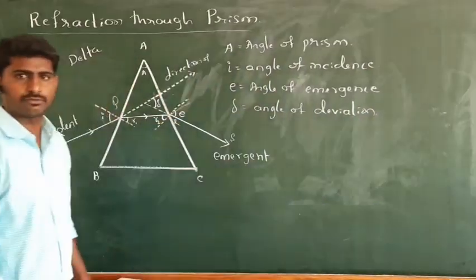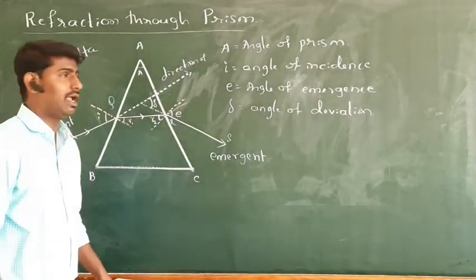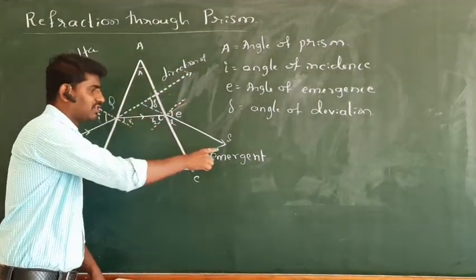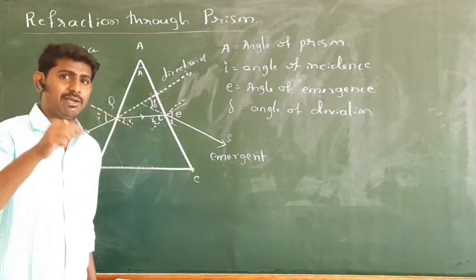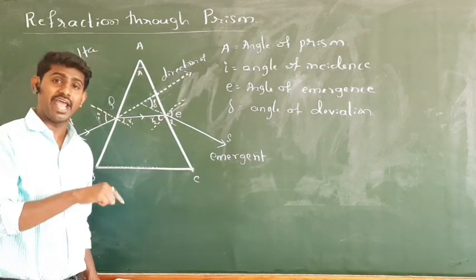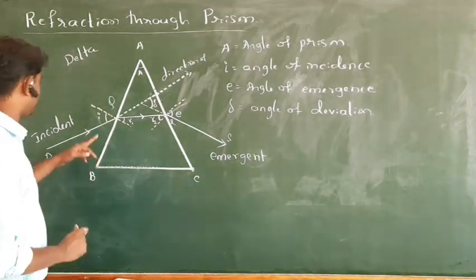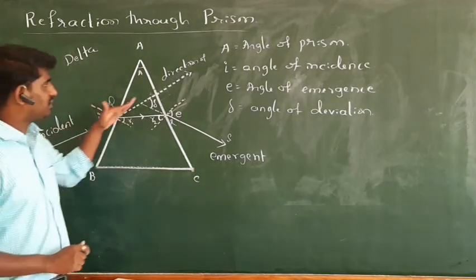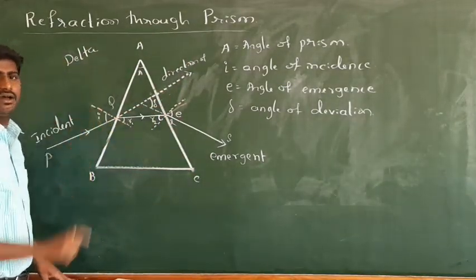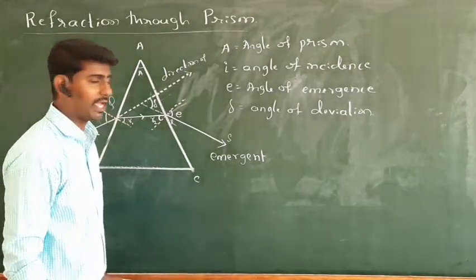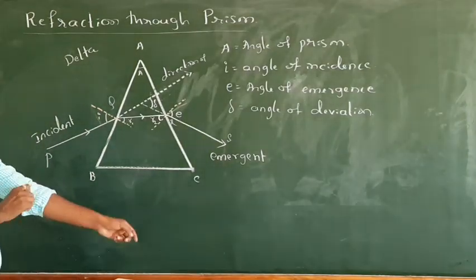Angle of deviation. What is the angle of deviation? It is the angle between the direction of the incident ray and the direction of the emergent ray. Be careful, it is not the angle between the incident ray and the emergent ray. It is the angle between the direction of incident ray and the direction of emergent ray. This is delta, which is the angle of deviation. The light is deviated at this angle. Is it clear?